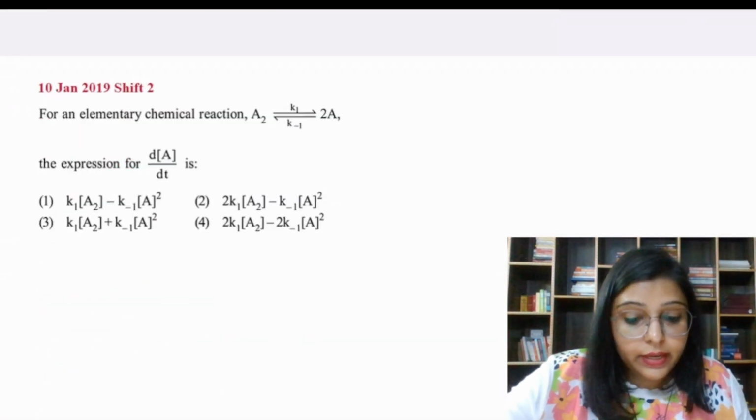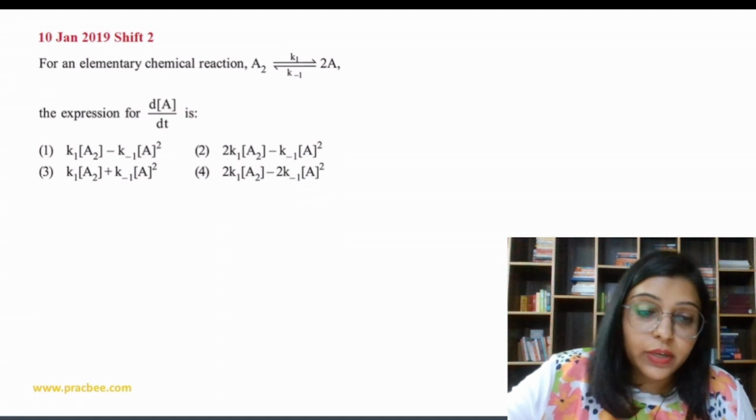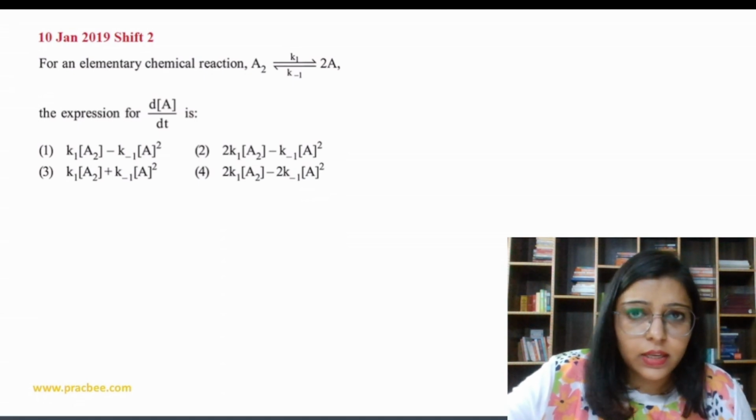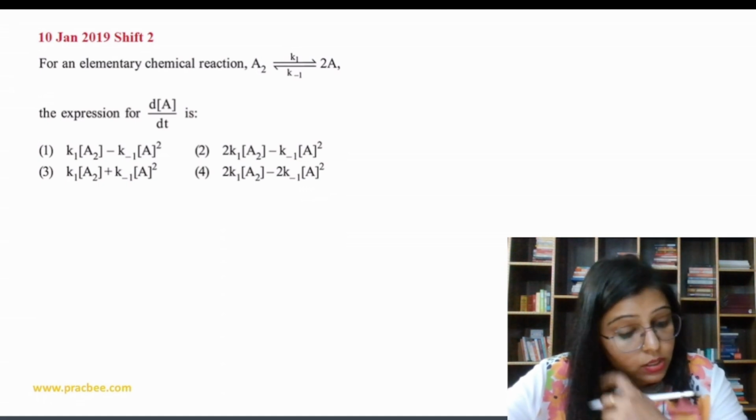Now let's do the next question. For an elementary chemical reaction, which is a reaction that occurs in a single step, A2 gives 2A, with k1 upon k minus 1. The expression for d[A] over dt is? So how to write this?